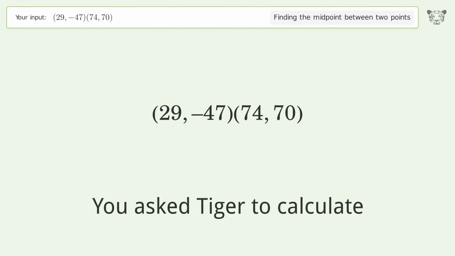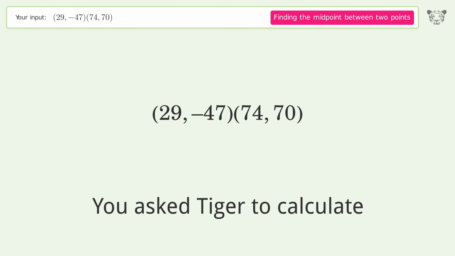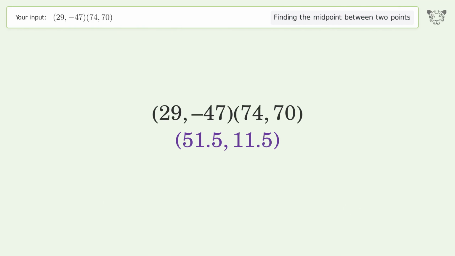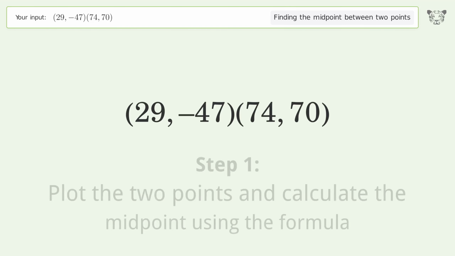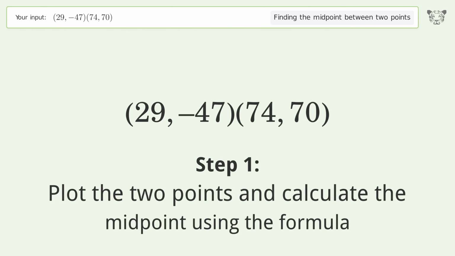You ask Tiger to calculate. This deals with finding the midpoint between 2 points. The midpoint between the 2 points is 51.5, 11.5. Let's solve it step by step. Plot the 2 points and calculate the midpoint using the formula.